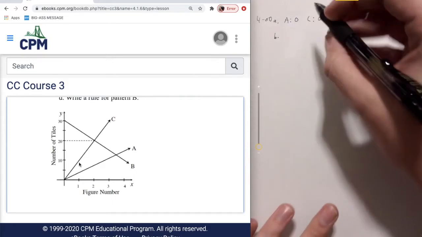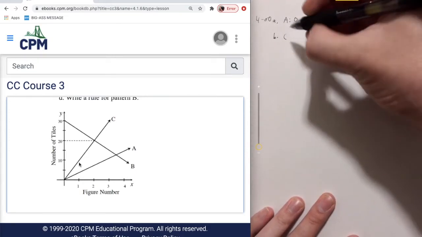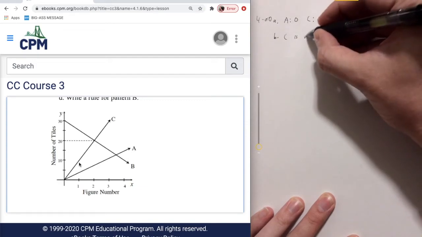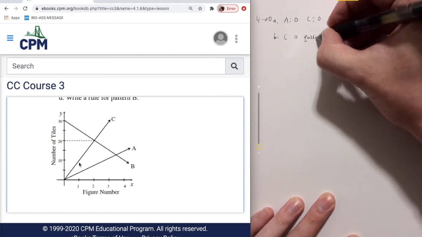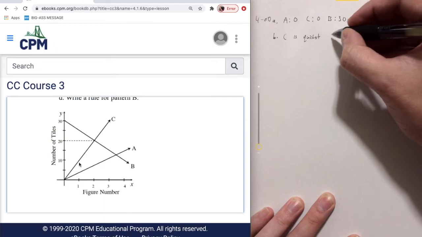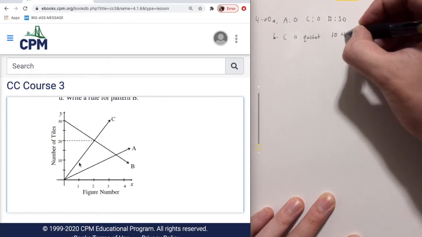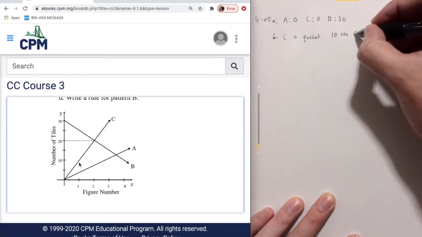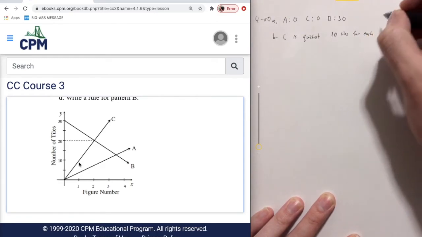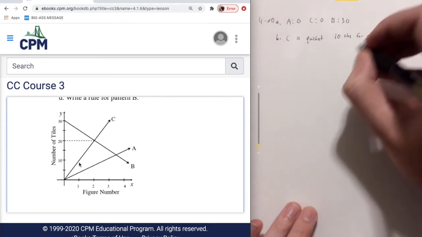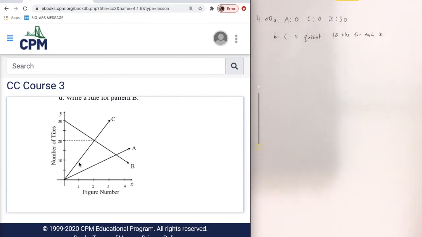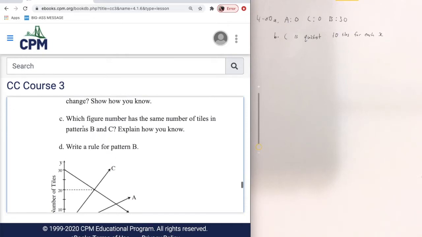So the answer is C is quickest. It has the most change, and it changes by 10 tiles for each x. And if you're drawing this graph, you can do some slope triangles to show how we found that.